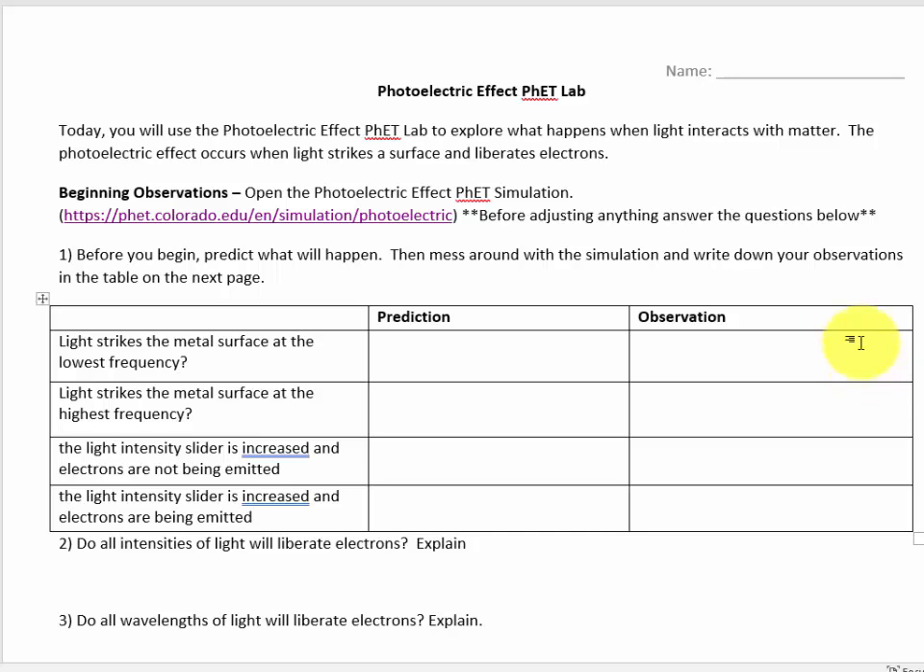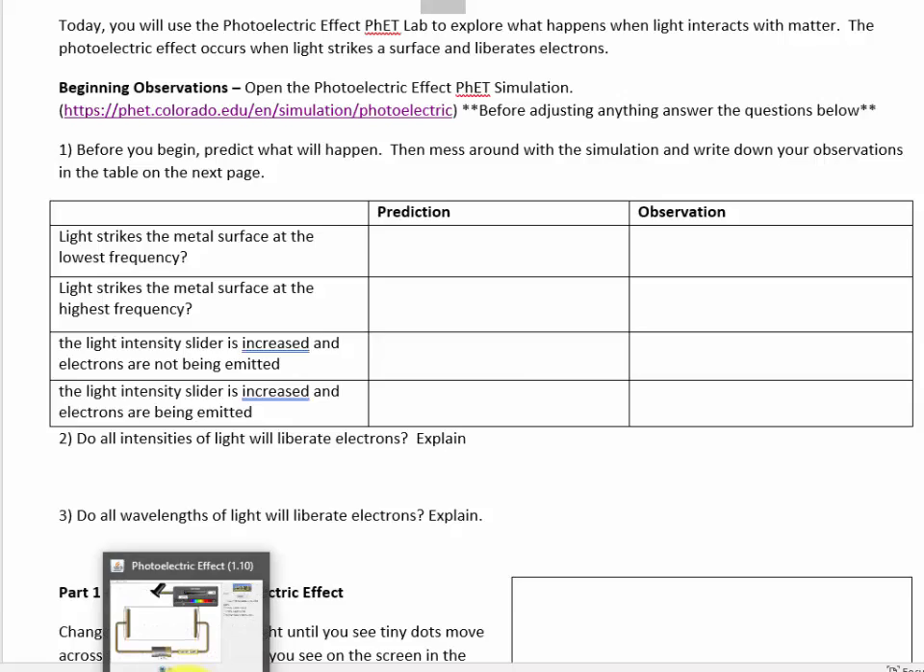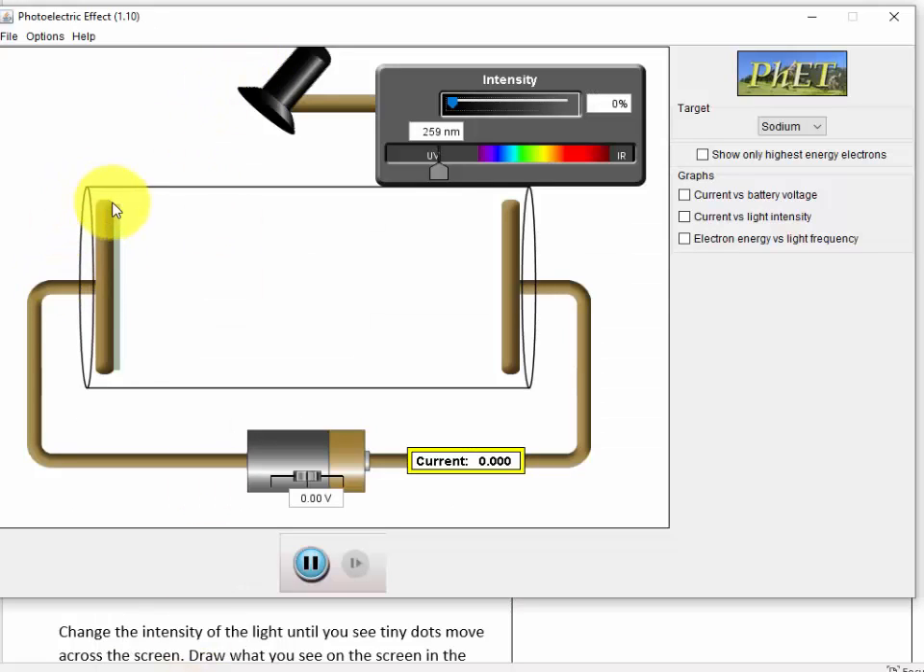Alright, this is a walkthrough of lab number 23. It's a lab on the photoelectric effect. And again, if you can't get the Java labs to work, I'm going to essentially do the lab, and it's up to you to record your observations. So what we're going to do is shine a light onto a metal. So here's my light, and here's my metal.